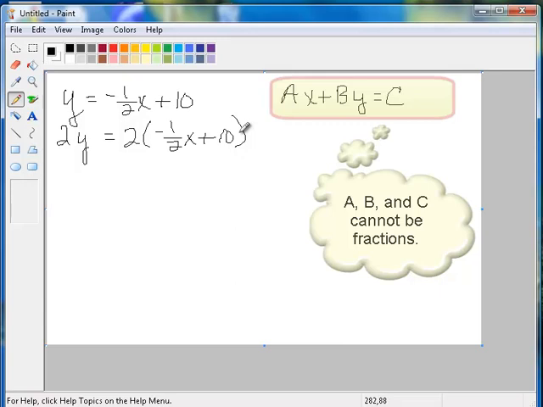So we will multiply y by 2 and get 2y. And then on the right-hand side of the equation, we will multiply -1/2 x by 2. And we will multiply 10 by 2. We will get 2y equals -x plus 20.